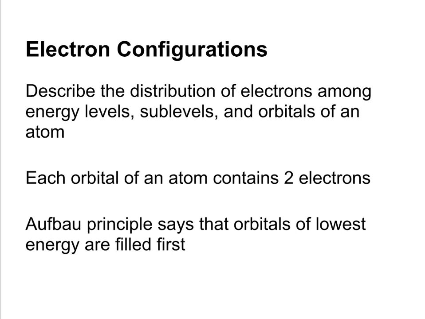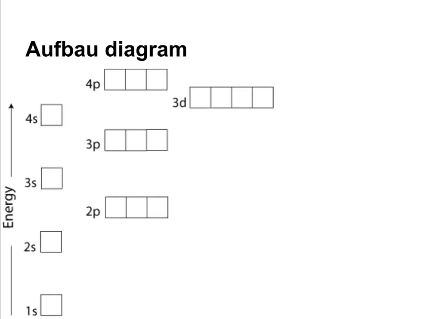So I've got a picture of what's called an Aufbau diagram. Each of these boxes represents an orbital. And remember, each orbital can hold 2 electrons. And the 1s orbital has the lowest amount of energy. And as we go up this chart, we're going into orbitals of increasing energy. So we start filling 2 electrons per box at the bottom of this diagram and go up the chart from low to high energy.